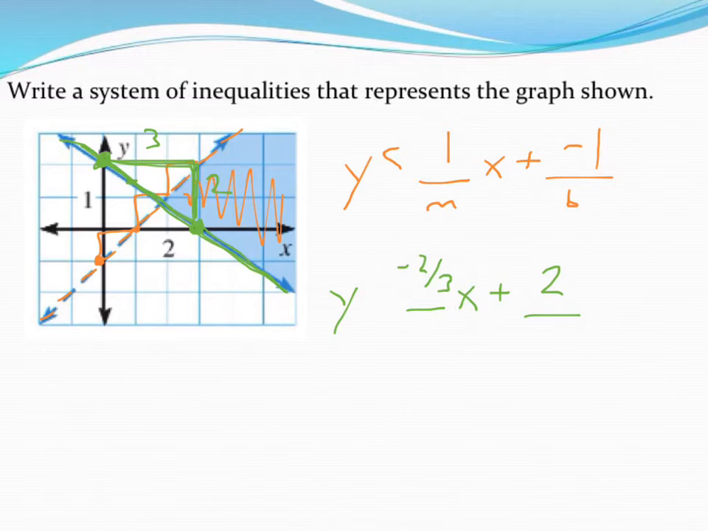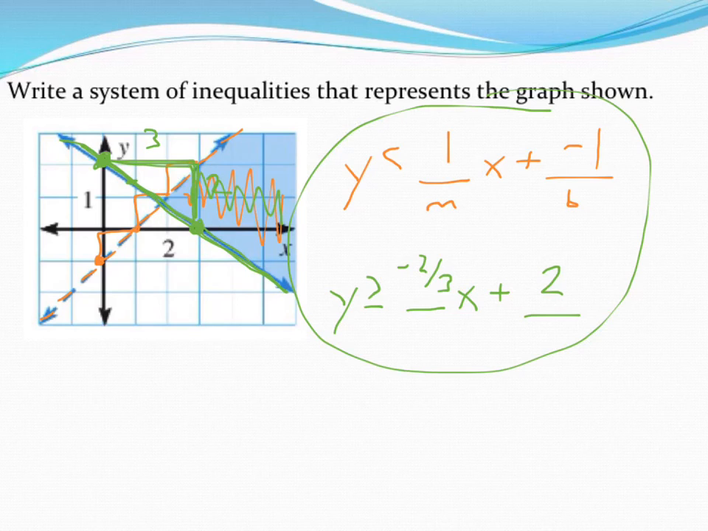And then for your inequality symbol, again, look at where your graph has been shaded compared to that line. The shading this time is occurring above the green line, so this time I'm going to be greater than, and because that line is solid, I'm allowed to be equal to it, so I'm going to say y is greater than or equal to negative 2/3 x plus 2. So these two inequalities together should represent this system that we see visually.